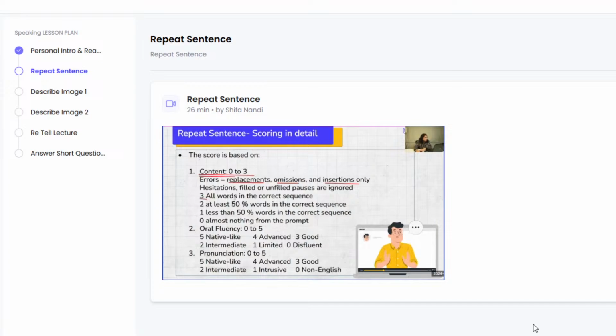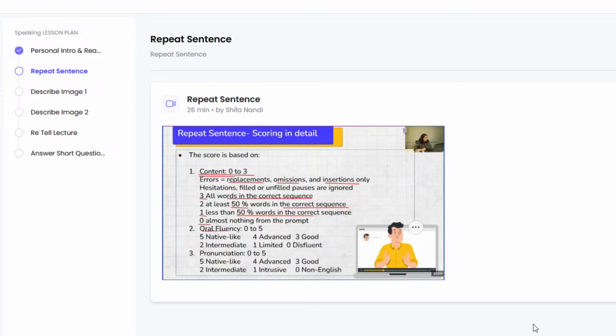When you speak all the words in the correct sequence, you get a maximum of 3 points. If you speak 50% of the words in the correct sequence, you get a 2, and in case less than 50% of the words are mentioned in the correct sequence, you get a 1 score. Almost nothing from the prompt, in that case you get a 0.